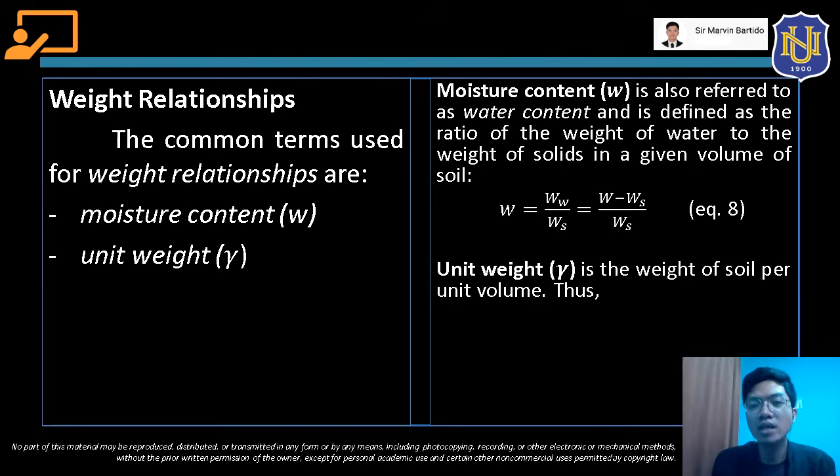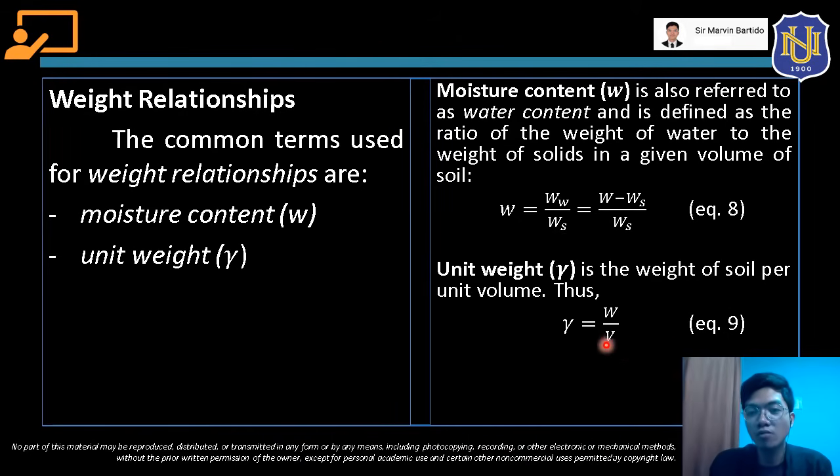Now, for the unit weight, this is defined as the weight of soil per unit volume. Okay, so this is the formula for unit weight. So this is gamma is equal to capital letter W over V, wherein yung W dito class, this is the total weight. And total weight includes the weight of water and weight of soil solid.